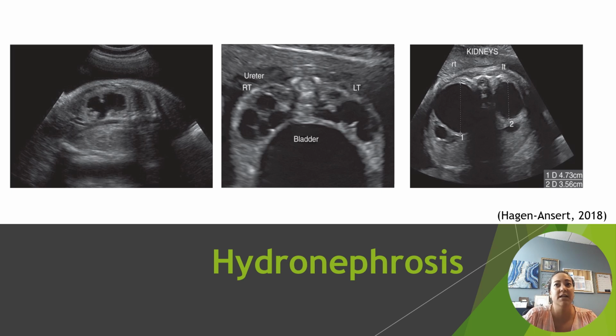So here's a couple examples of hydronephrosis. Here we can see that the renal pelvis is dilated, and then we can see dilation into that kidney. This is bilateral dilation, so then we would want to look at the ureters and bladder, and this bladder looks pretty big, so probably a bladder outlet obstruction. Not seeing a ton of fluid around the baby either, so concerning for oligo.